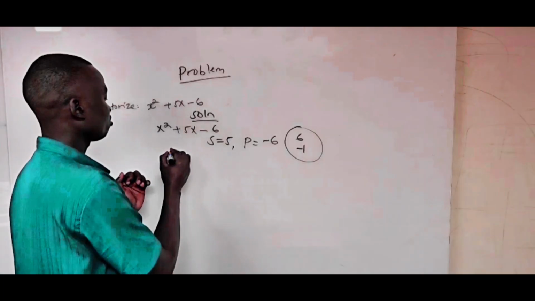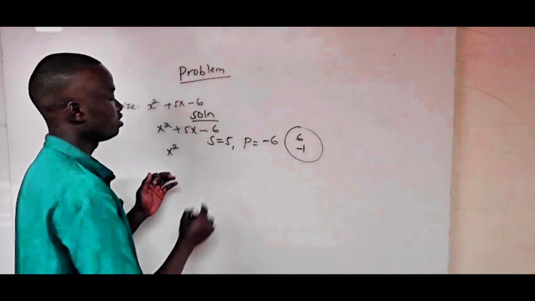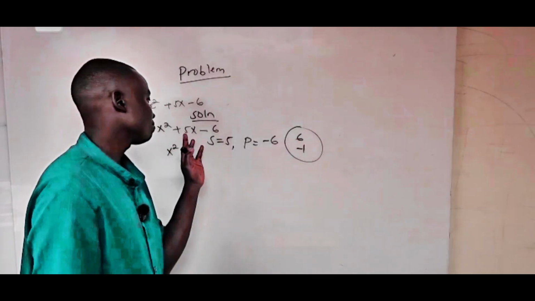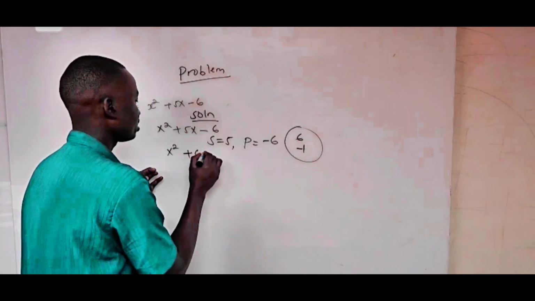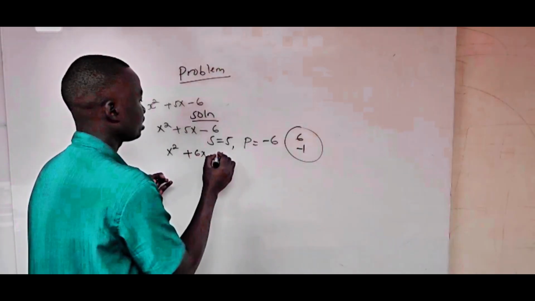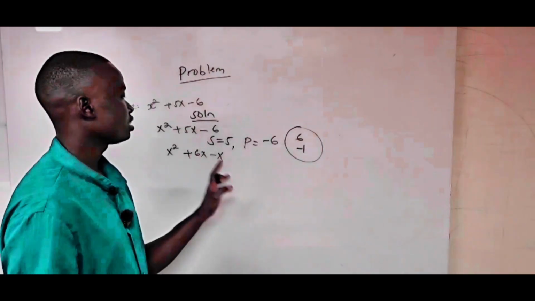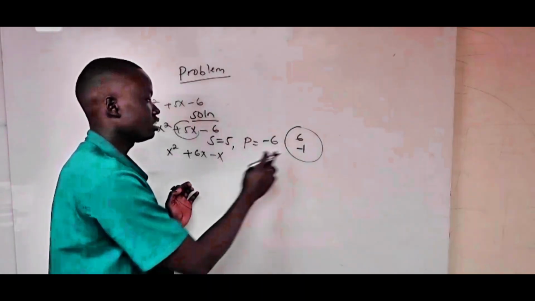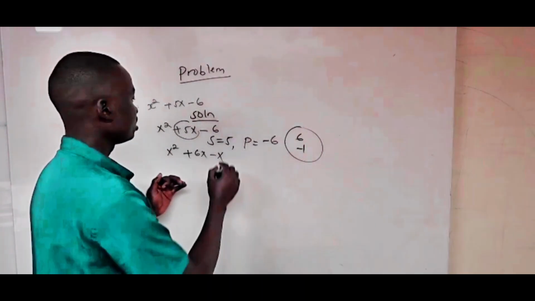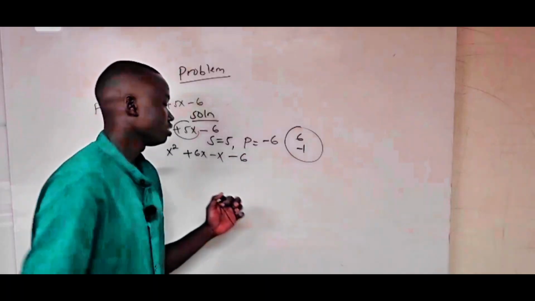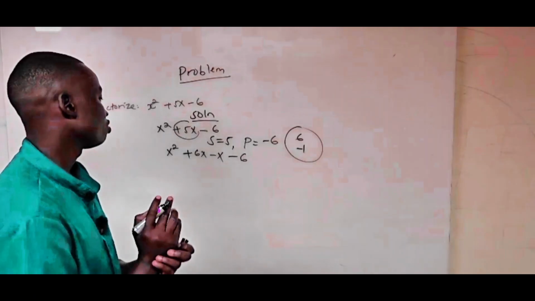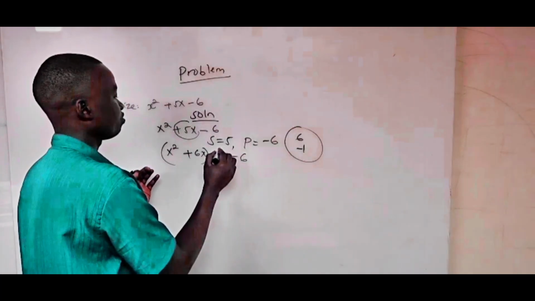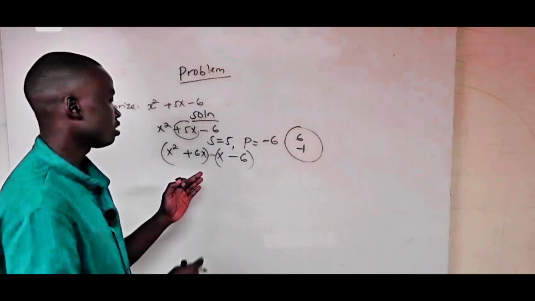So here we are going to have x squared. These ones here are going to represent plus 5x, so we are going to have plus 6x minus x. Plus 6x minus x is 5x, so no need of writing this one because it is already represented by these numbers. Minus 6. Now we have got 4 terms. We are going to put 2 in a group, 2 in a group.